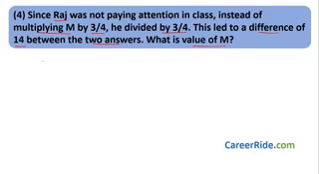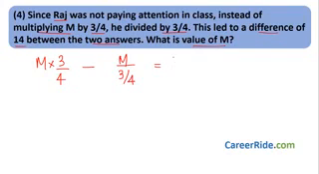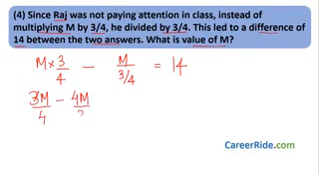Now, Raj was supposed to multiply m by 3 by 4. Instead of that, what he did? He simply divided m by 3 by 4. Right? And what happened because of that? It led to a difference between both the answers as 14. So, when you subtract both the numbers from each other, you get the answer as 14. So, that would be 3m upon 4 minus 4m upon 3, that would be equal to 14, right?